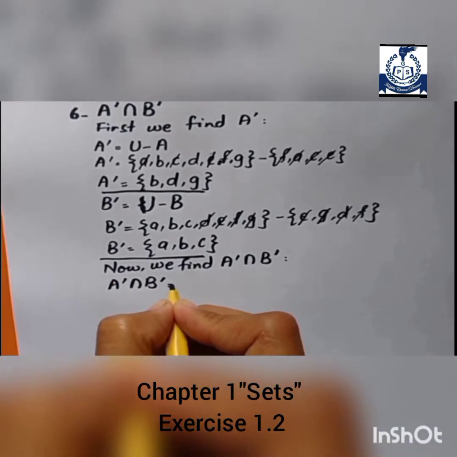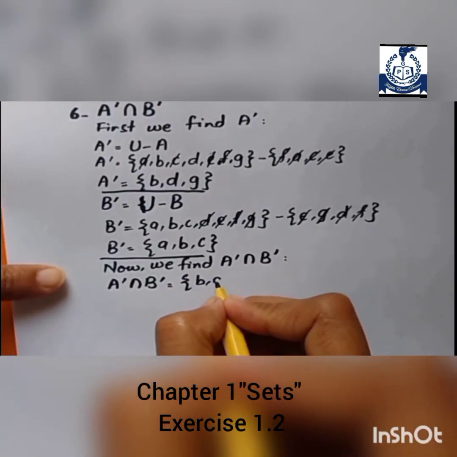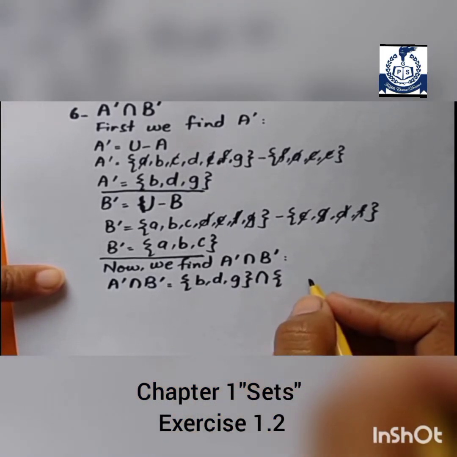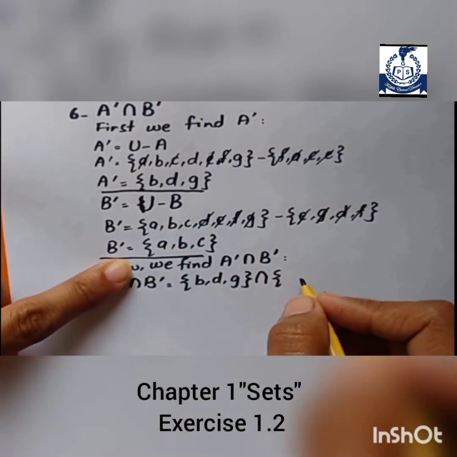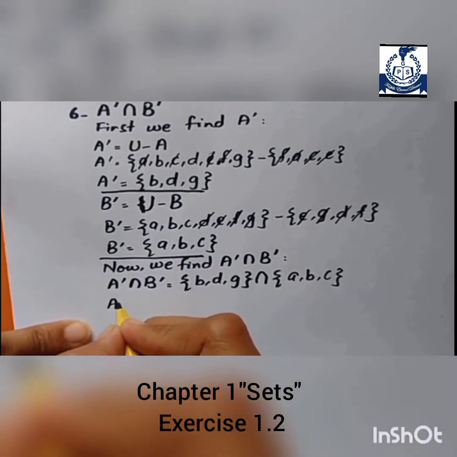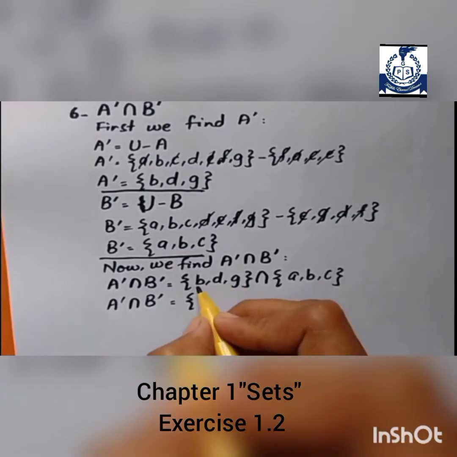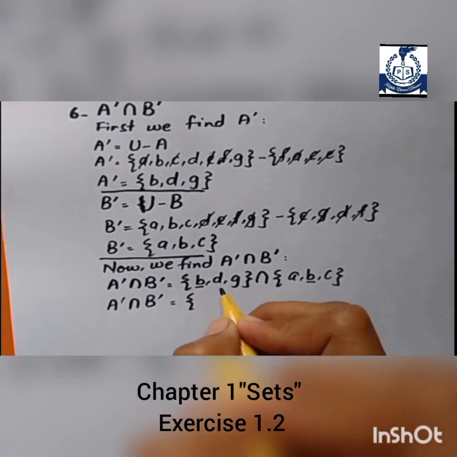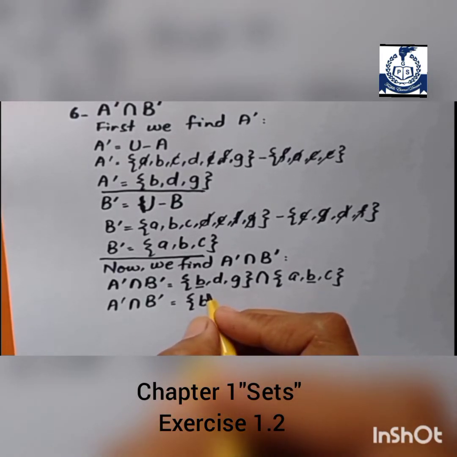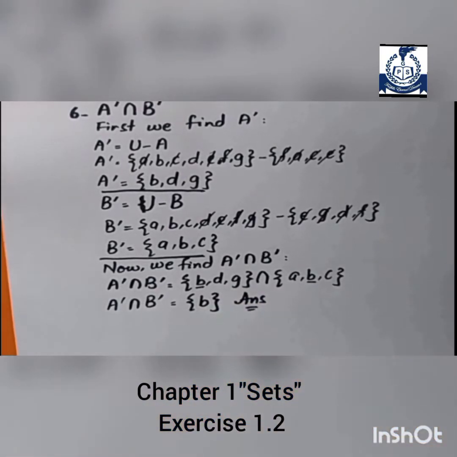A complement intersection B complement. So here we write element of A complement B, D, G intersection and element of B complement A, B, C. In a intersection, we write the common element. So A complement intersection B complement is equal to. So in both side we have B. B is common element. So B is answer. A complement intersection B complement is equal to B. This is the answer.